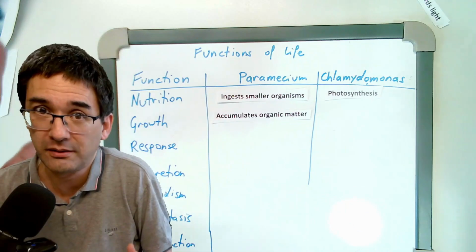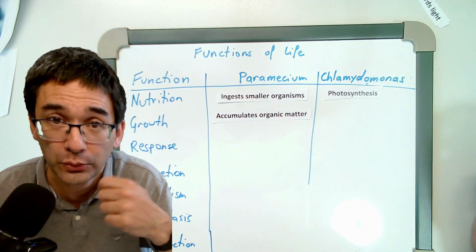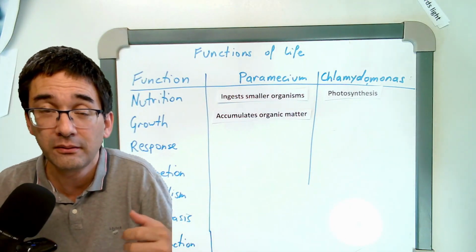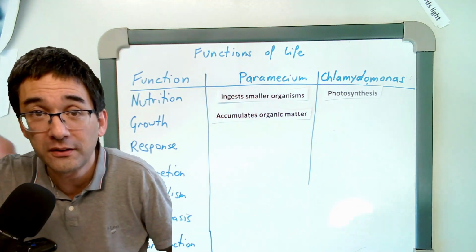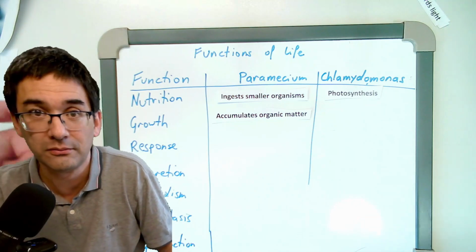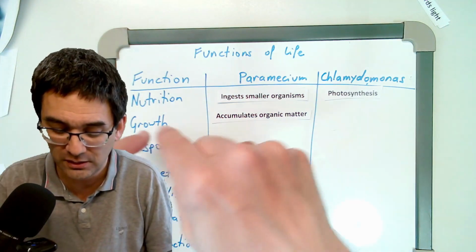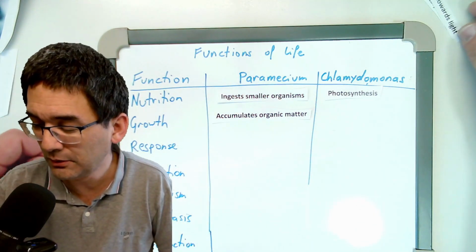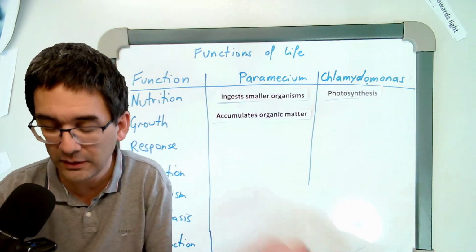So same thing happens in humans. I eat food, I eat a sandwich, and it's digested and the nutrients are absorbed, and the cells make hair. Out comes hair. Sandwich goes in, hair comes out. Okay, it's growth. So what about growth in Chlamydomonas?